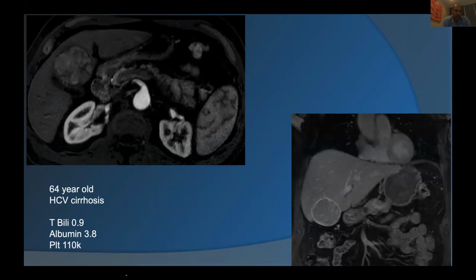And so we did a radioembolization on this case. He also did not want a transplant ever. So we had to try to use something that we felt was definitive treatment.